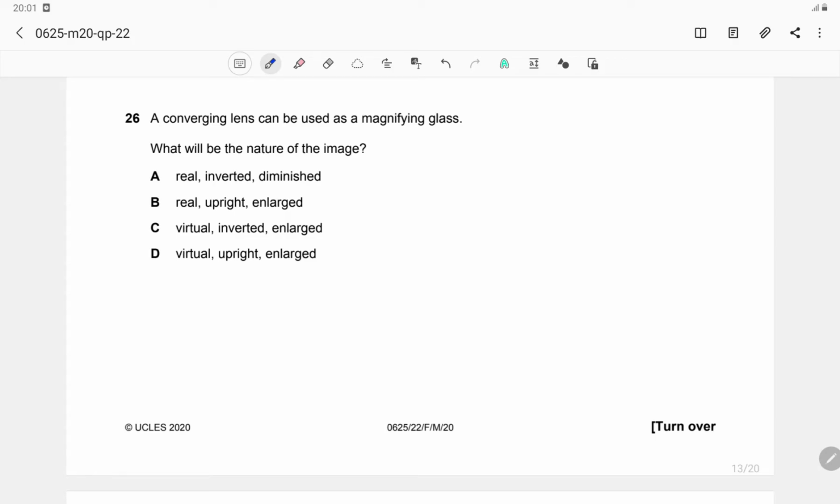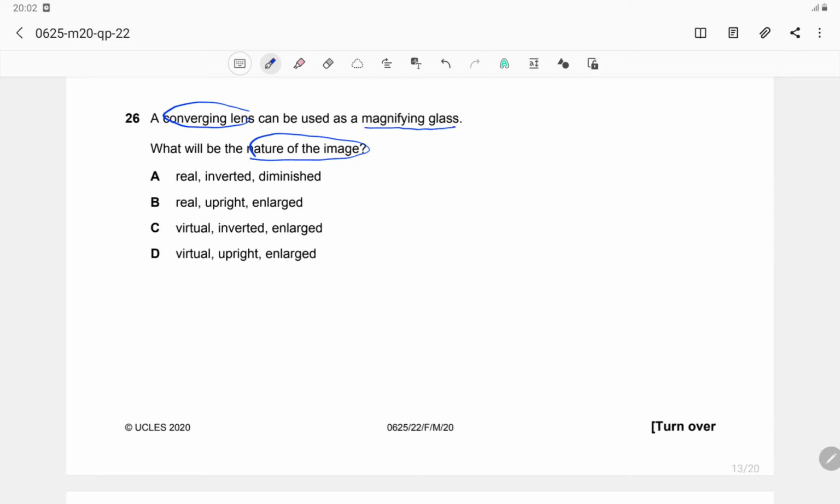Question 26. A converging lens can be used as a magnifying glass. What will be the nature of the image? So here you need to list out the nature of the image formed by a converging lens. This is a direct question and you need to learn the properties of image formed by converging lens.